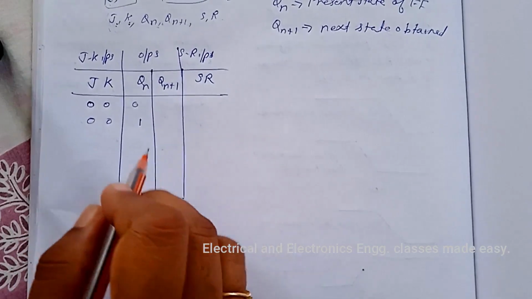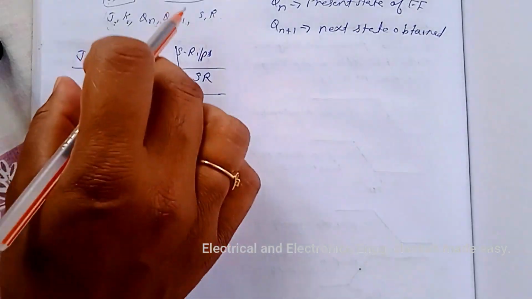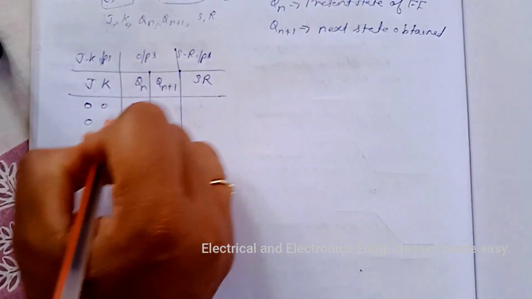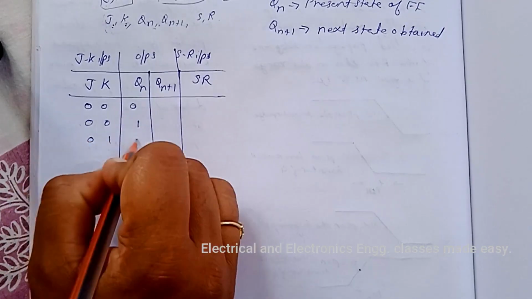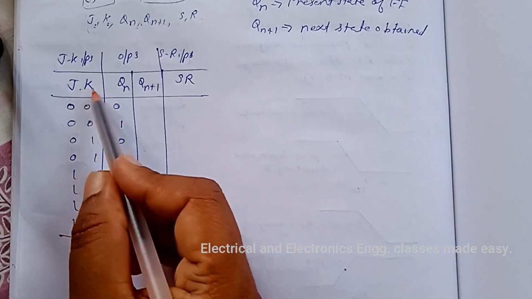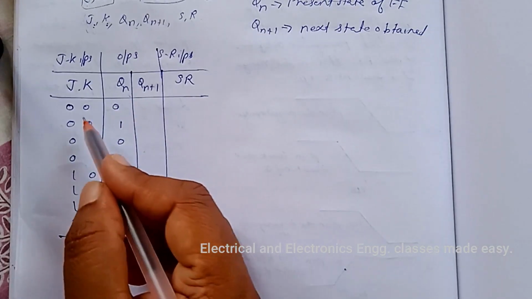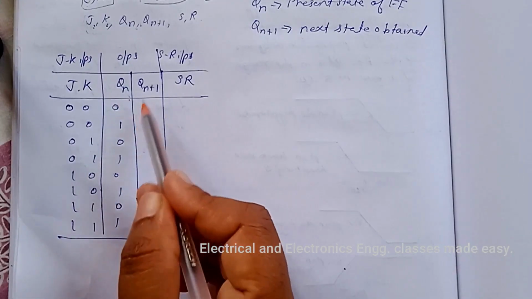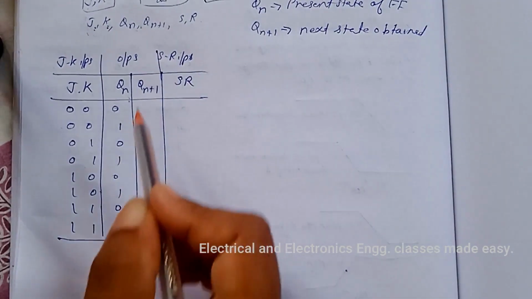So let us write the truth table with JK and QN, that is the present state of the flip-flop, as the inputs. As the combinations, 8 combinations: 000, 001, 010. So these are the 8 combinations for JK and QN. QN is the present state of the flip-flop. For each combination of JK and QN, we have to find the corresponding Qn plus 1, that is the next state to be obtained.